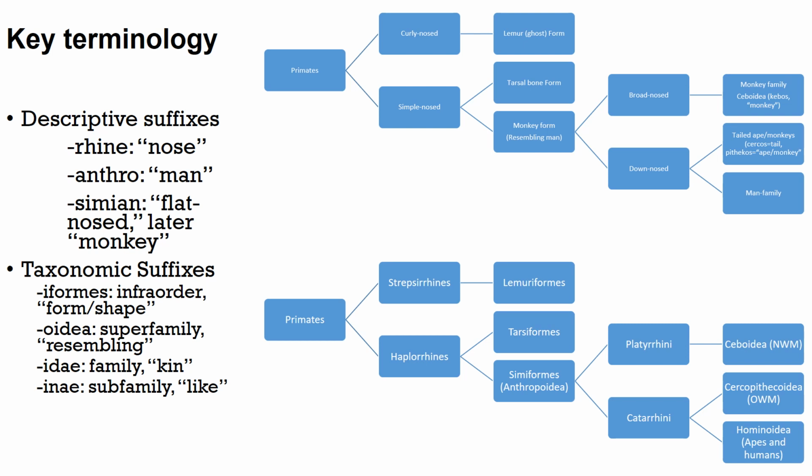Or when we look at the lemurs versus tarsiers versus monkeys, that's all we're saying is that lemuriform is a lemur form. Lemur actually means ghost, little known fact. Tarsiforms is just tarsal bone form because they have really weird tarsal bones. And simiform is just monkey form, something that resembles man if you use anthropoid, which is another term used at that level. So keep this in mind. Again, I'm not going to ask you to translate all of these, but it gives you a chance to see that many of these terms that we use are not as complex as they first seem.